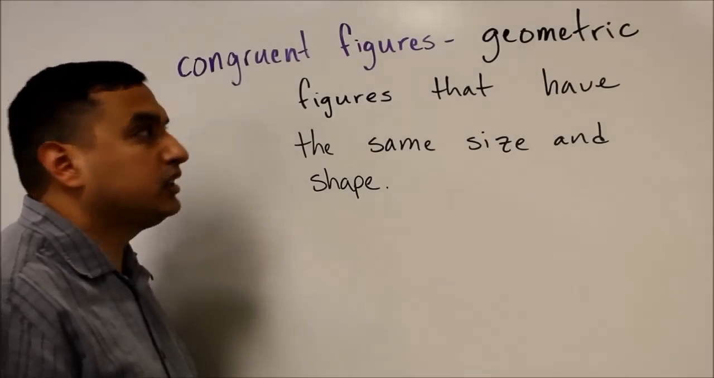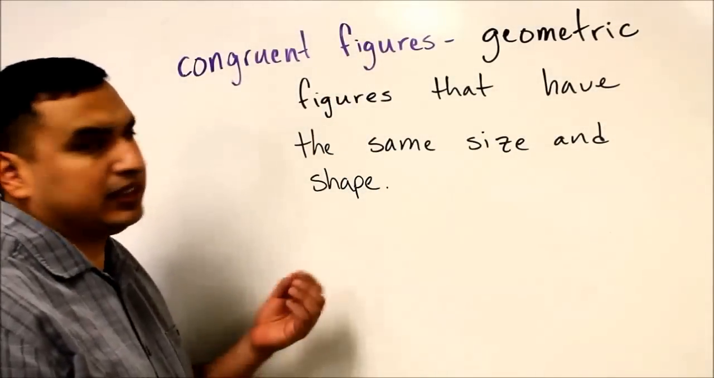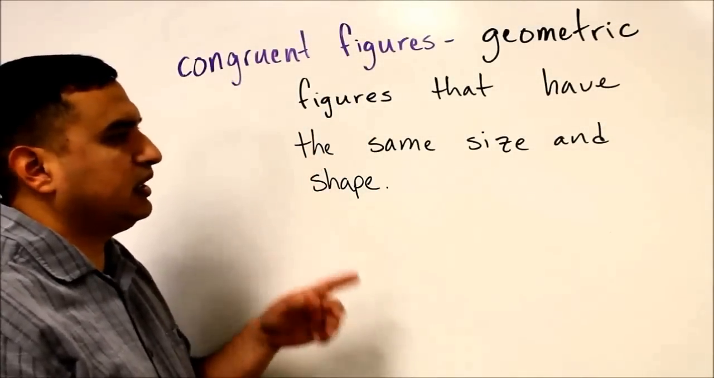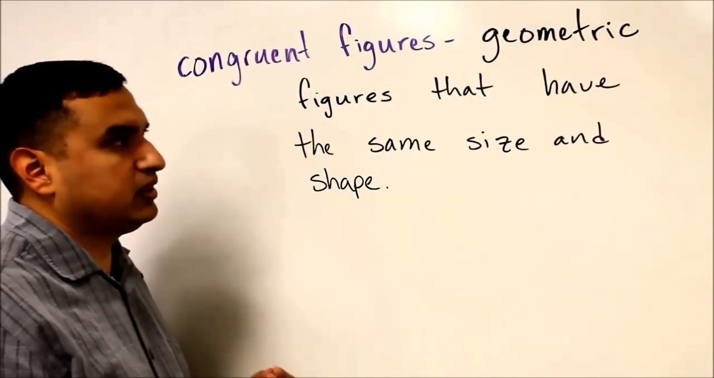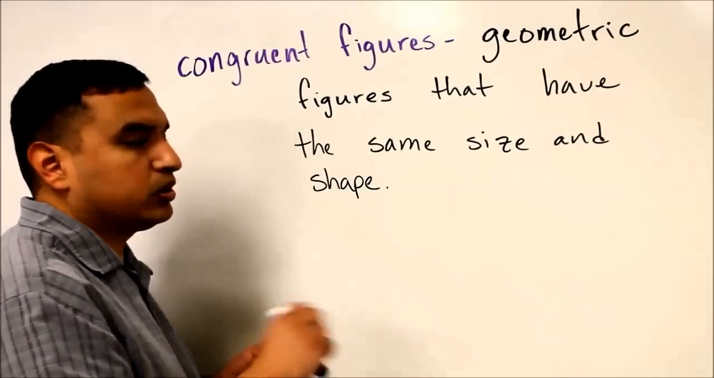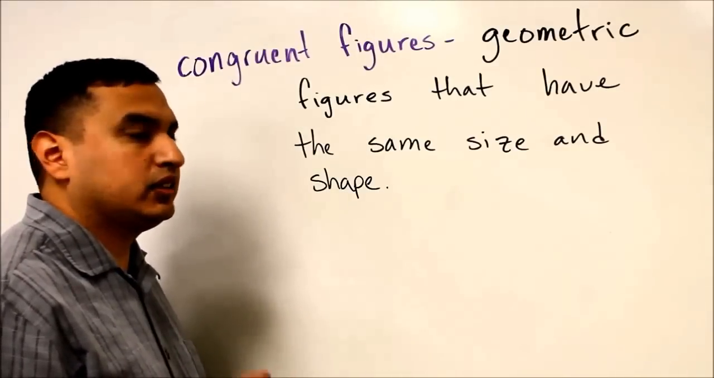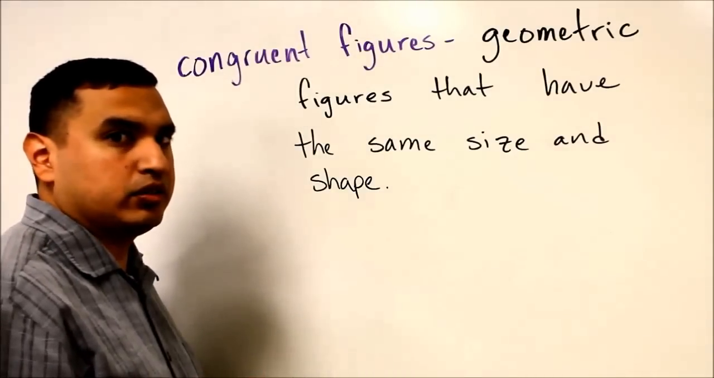We're going to start by defining congruent figures. That's simply geometric figures that have the same size and shape. Okay, we've talked about this before. That just means that the corresponding angles are congruent and the corresponding sides are congruent.